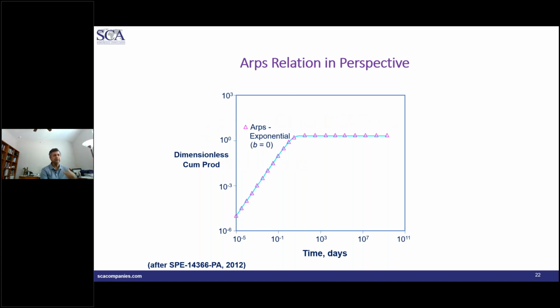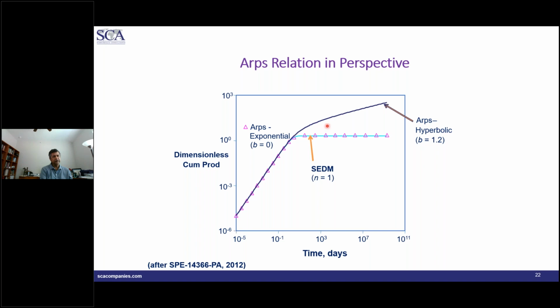Before we get into that, just to give you a perspective, this is a cumulative production. If we have Arps exponential, that means we have a boundary dominant flow, then it will have a closure in relationship. See, the cumulative production becomes flat. So that's the stretch exponential model parameter.